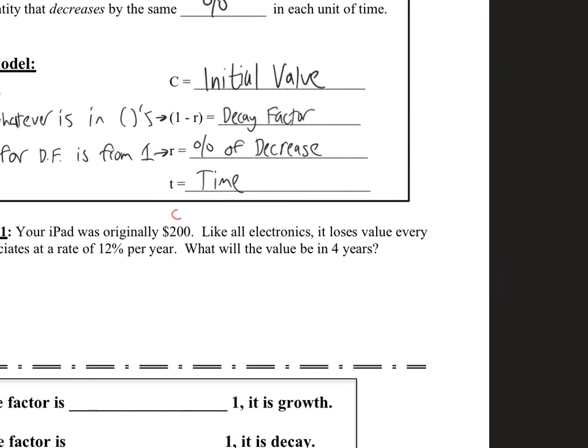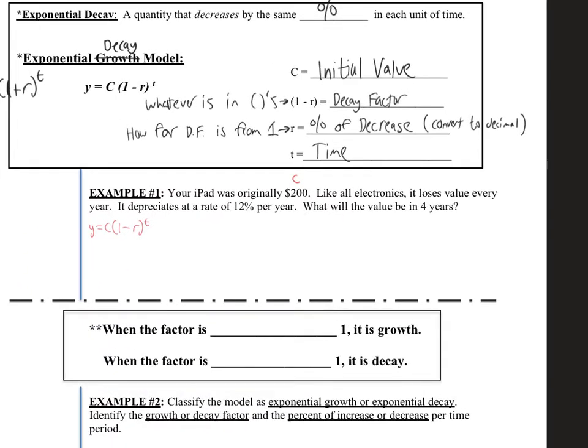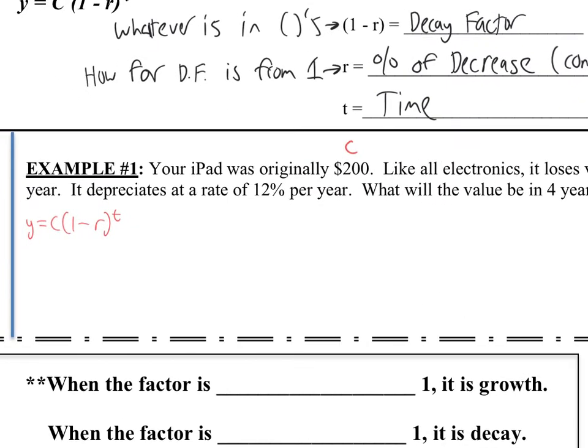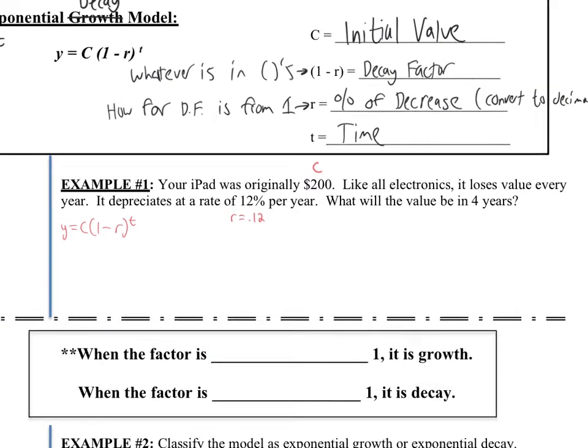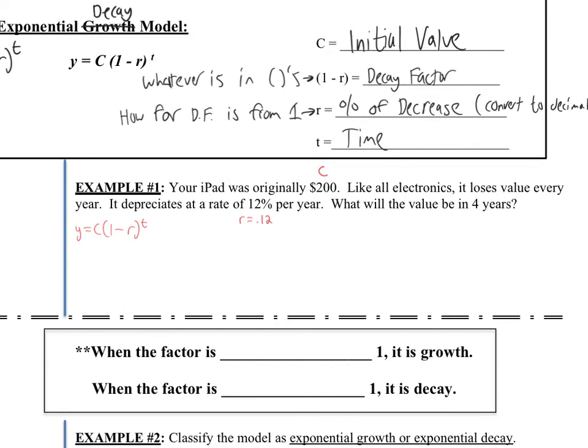Well, one thing I forgot to put here is convert to a decimal. The percent of decrease needs to be a decimal. Okay, so c is $200. What's our r? Do we know our r? Our r is 12%. And what's that as a decimal? It's 0.12. And what's our time for this problem here?